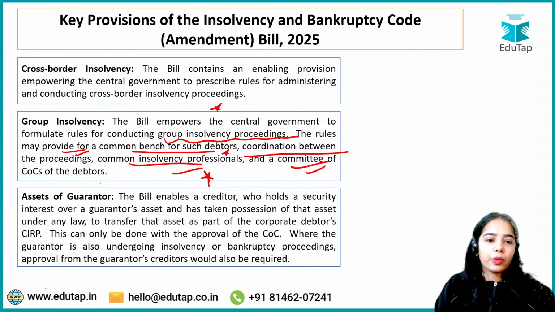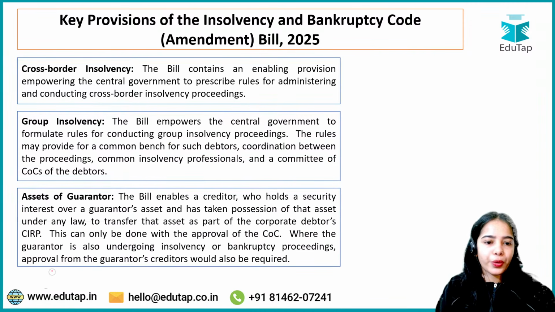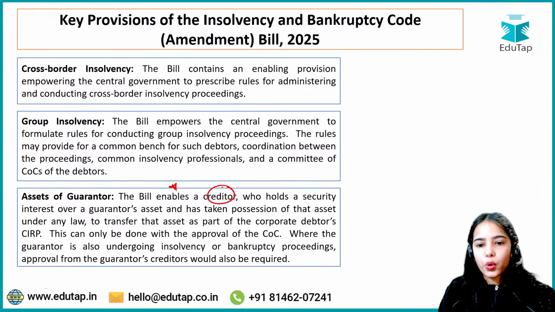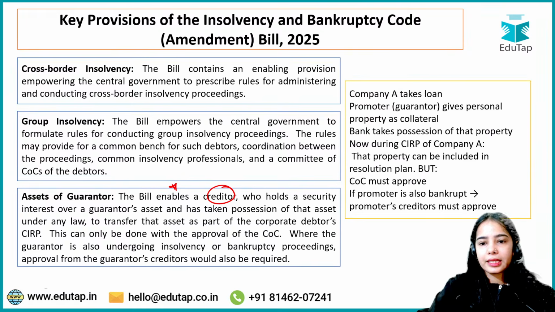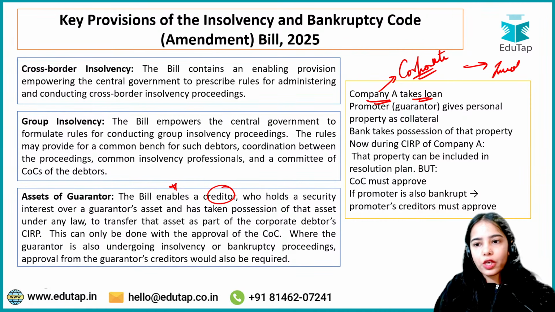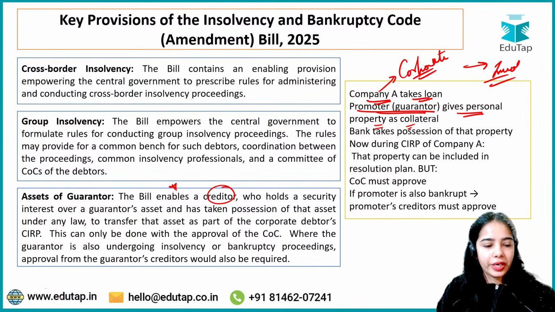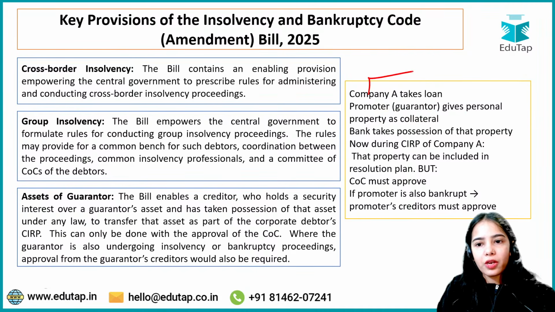Okay. Now, assets of guarantor. Coming to the last point, that is assets of guarantors. The bill enables a creditor who holds a security. Let's take the example first. Let's say company A has taken the loan. Now company A is the corporate that is on the verge of insolvency or has become insolvent. The promoter, the guarantor, had given personal property as collateral when company A was taking the loan.